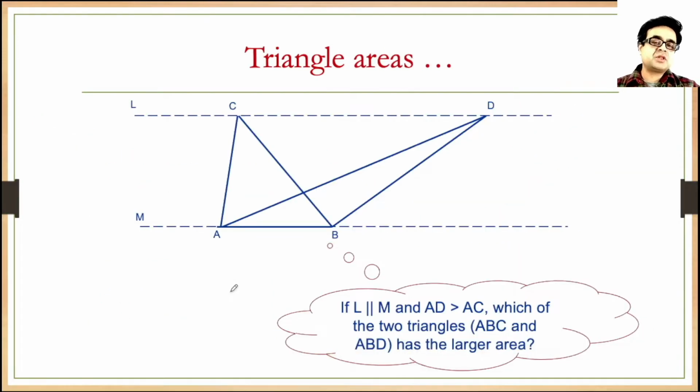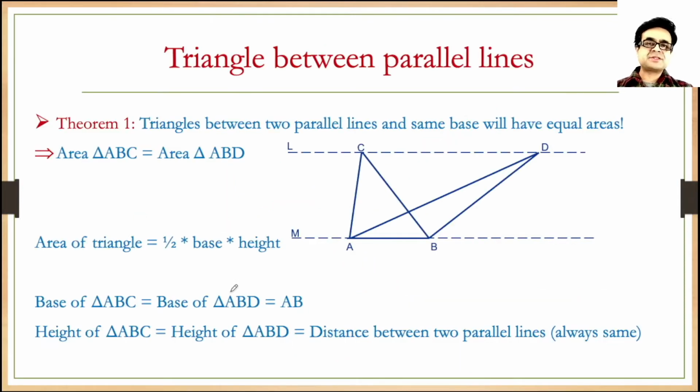So let's start with a thought question, right? We already talked about areas, and here we have two triangles, triangle ABC and triangle ABD. Which of the triangles do you think would have greater area? So this is a classic problem of a triangle between two parallel lines, and a very basic application of the area of triangle formula. And it follows from the fact that the distance between the parallel lines is always the same. So this height will be the same as this height.